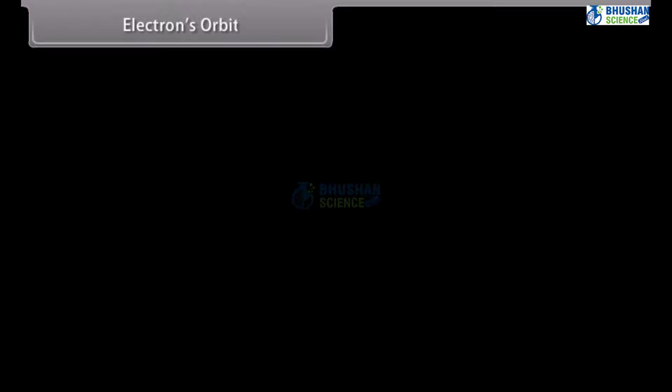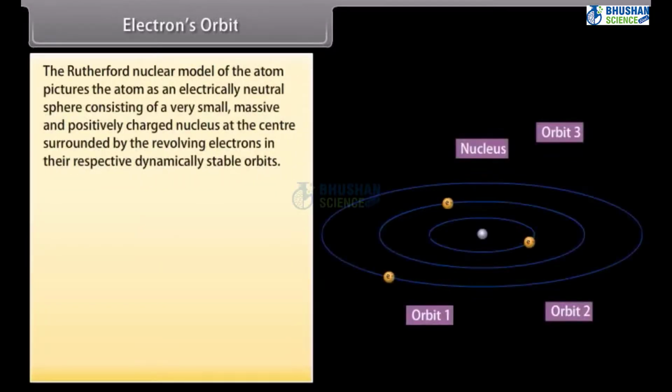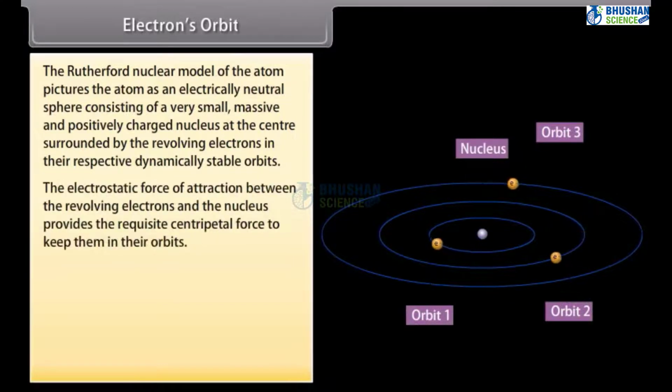Electrons orbit. The Rutherford nuclear model of the atom pictures the atom as an electrically neutral sphere consisting of a very small, massive and positively charged nucleus at the center, surrounded by the revolving electrons in their respective dynamically stable orbits. The electrostatic force of attraction between the revolving electrons and the nucleus provides the requisite centripetal force to keep them in their orbits. Fe is equal to Fc.